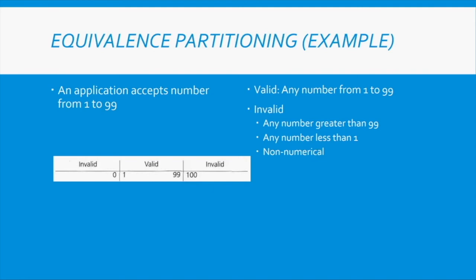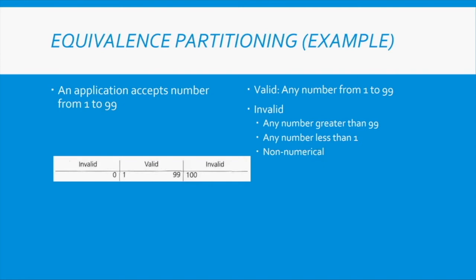Then you go to the invalid partition. The invalid partition can also have different groups. The first group is any number greater than 99. In that group, you can decide to take any number above 99, and the assumption is that they will behave the same way. Your system should reject that number. So if you put 100 or 101, that number should be rejected. The same goes for any number less than 1, which is also invalid data, so your application should also reject that number.